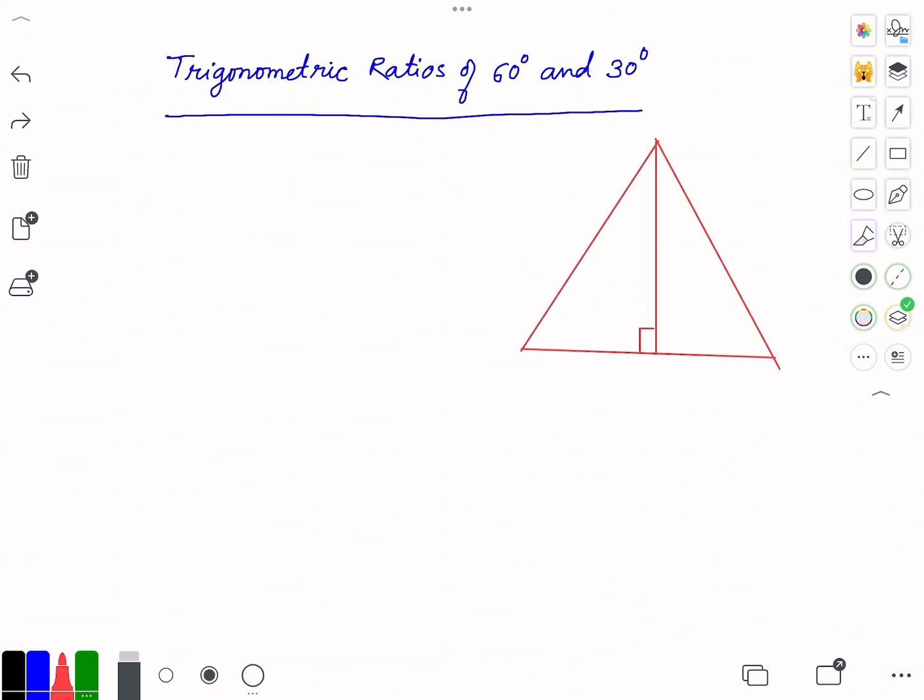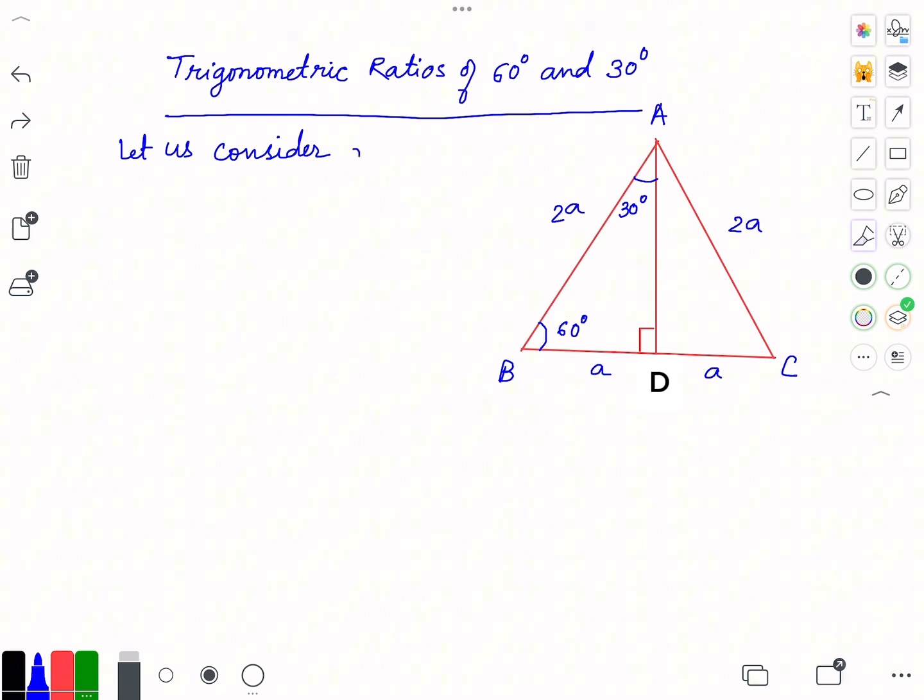Then clearly BD is equal to DC equal to a, because as per properties of an equilateral triangle, if we draw a perpendicular like this, it will divide the side into two equal parts. And also angle ADB is equal to 90 degree. Hence angle BAD is equal to 30 degree. Because in triangle ADB, you can see one angle is 60 degree, one angle is 90 degree. So the third angle would be 30 degree.